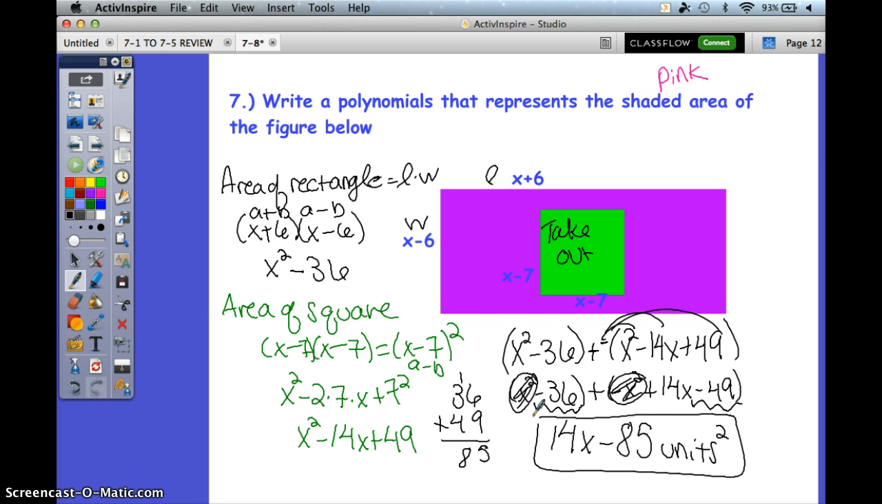And again, we did the area of the big one minus the area of the small. Now you can go ahead and start your homework.